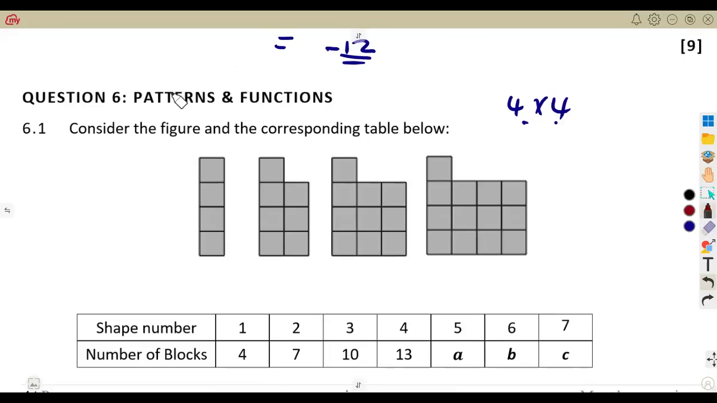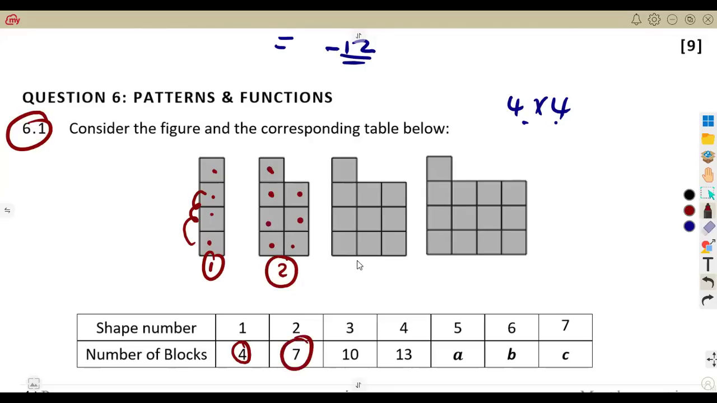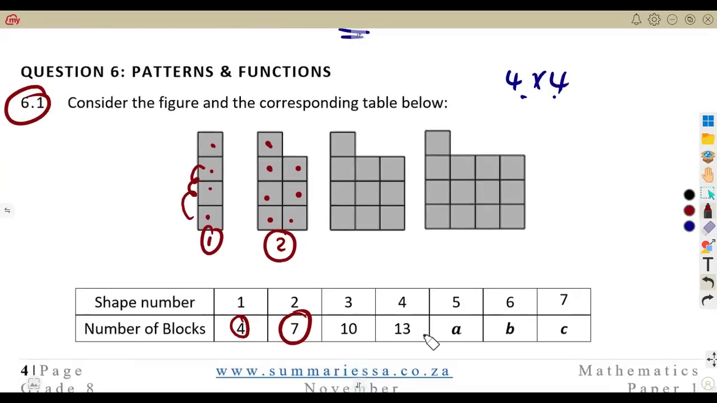On question number 6, you are given patterns and functions. 6.1, consider the figure and the corresponding table below. So you've got this figure: 1, 2, 3, 4. That is the first shape, which has 4 blocks. The second has 1, 2, 3, 4, 5, 6, 7. These are 7 blocks, and so on. So they want you to answer this part, as we are to consider A, B, and C.